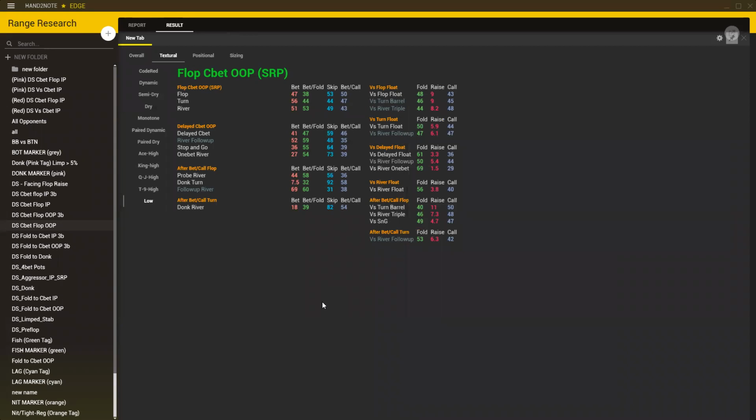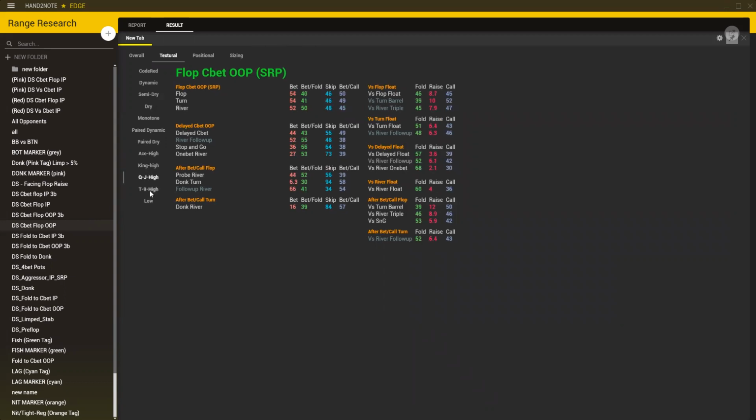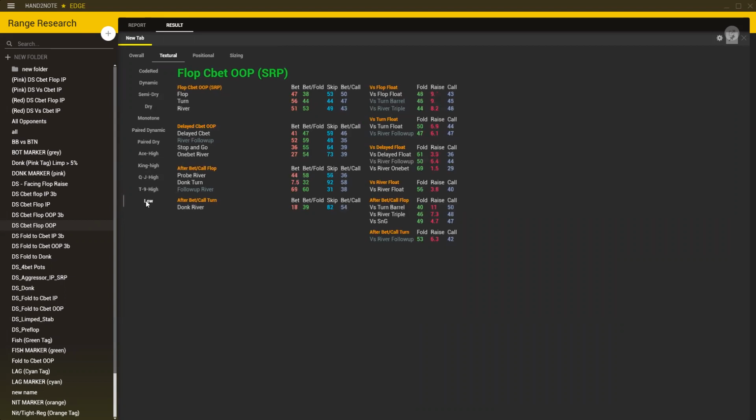Just in the sense that if you think about this from a pure flop float perspective, this is really the interesting thing here. We know with flop floats that it should be the other way around, right? If you just look at this flop float data, versus flop float: ace high fold 45, king high fold 46, queen jack high fold 46, 10-9 high fold 45, low fold 48. So we get a slight increase in fold equity the lower the board is generally. And it's just simply because, when we have a lower board, it's generally going to be good for us as the cold caller.